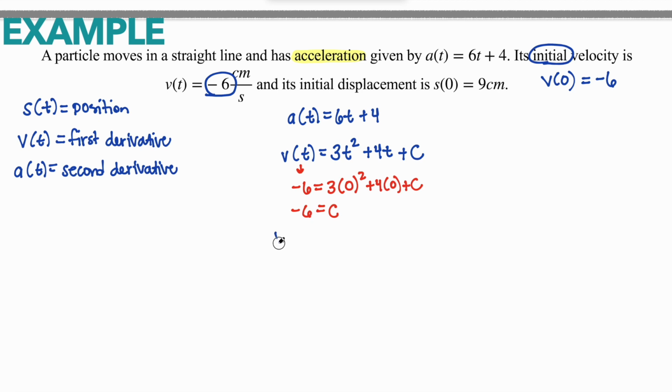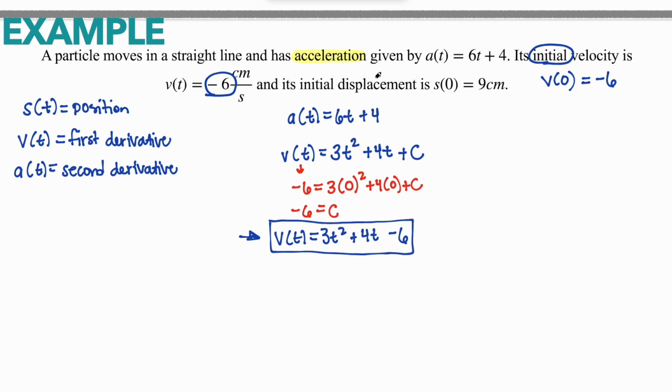Therefore, my actual velocity becomes 3t squared plus 4t minus 6. That is my velocity.